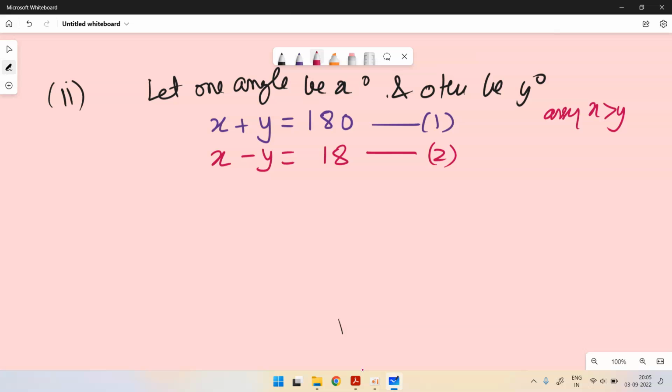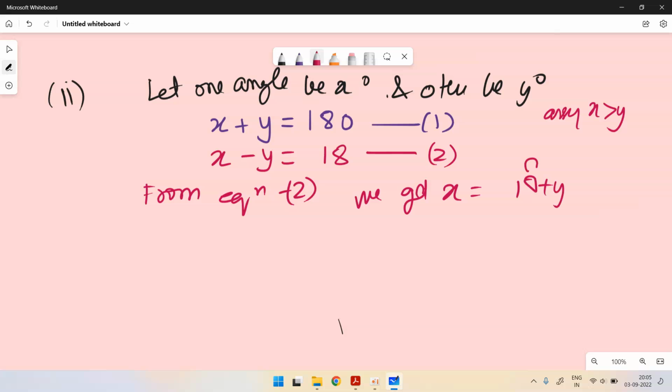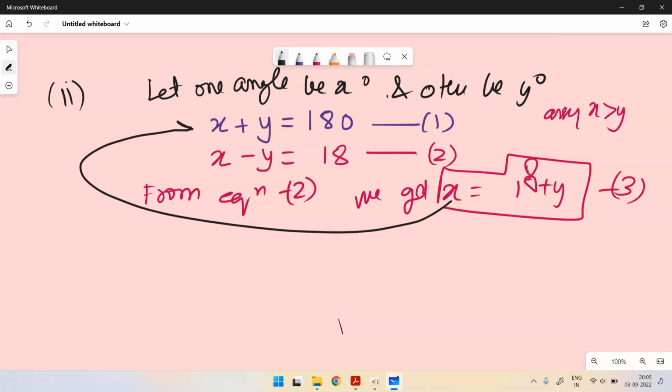Now from equation number 2, we get the value of x as 18 plus y. I am calling this equation 3. Now I substitute this value of x in equation number 1, because I used equation number 2 to get this. So in place of x you write 18 plus y, and in place of y only y, so 18 plus y plus y is 180.